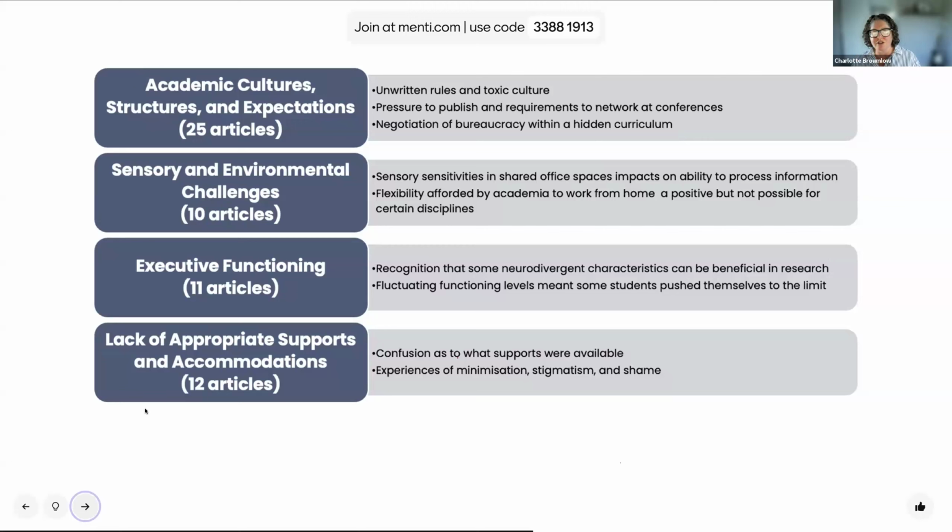And I think, in our own universities, we often have a very good understanding of how we can accommodate undergraduates, but for research students, it's a bit more of a challenging space. So there was lots of confusion, as well as experiences of stigmatization and shame when they did go through and look for what accommodations and supports were available to them at their particular university.